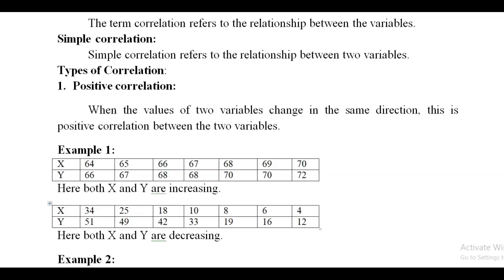Similarly, in the next table, X values are 34, 25, 18, 10, 8, 6, 4, and Y values are 51, 49, 42, 33, 19, 16 and 12. Here we can see that both the variables X and Y are decreasing. Therefore, this is also an example of positive correlation.